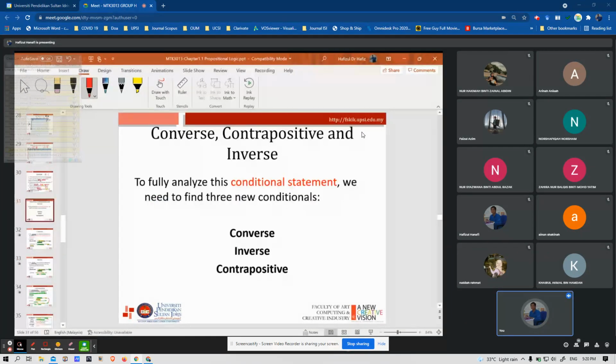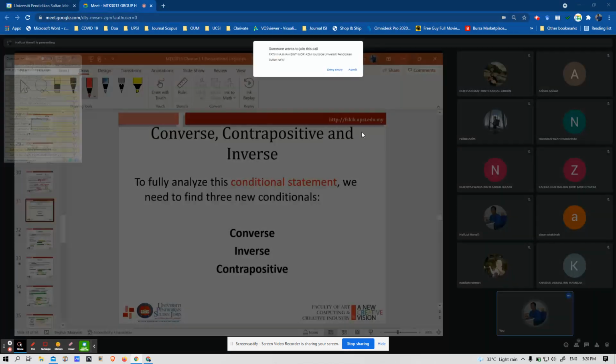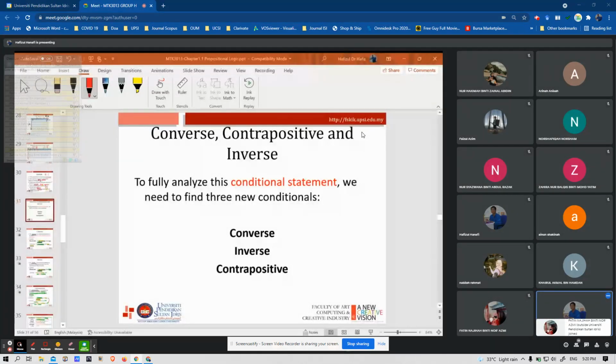Okay, for this one we have a converse, inverse, and the other one we have contrapositive. This one is the mathematical converse, inverse, and contrapositive. Okay, let's say if the statement is if P then Q, we can create three related statements.